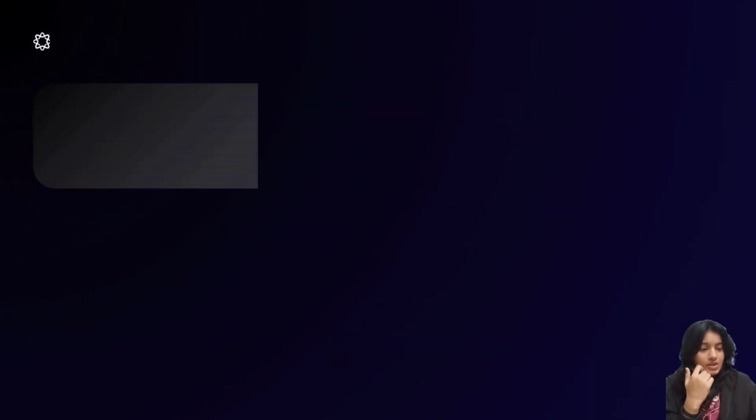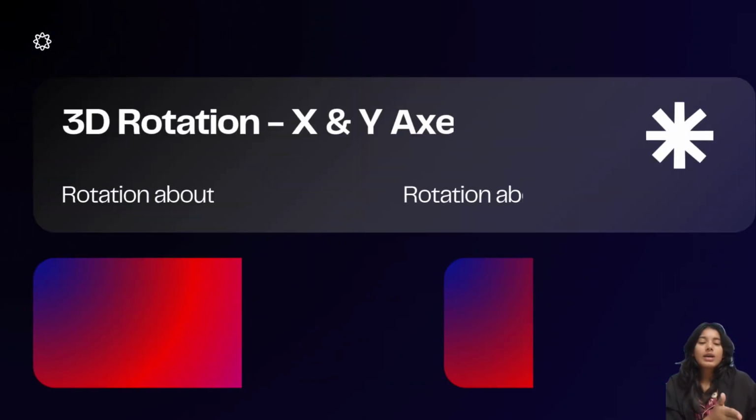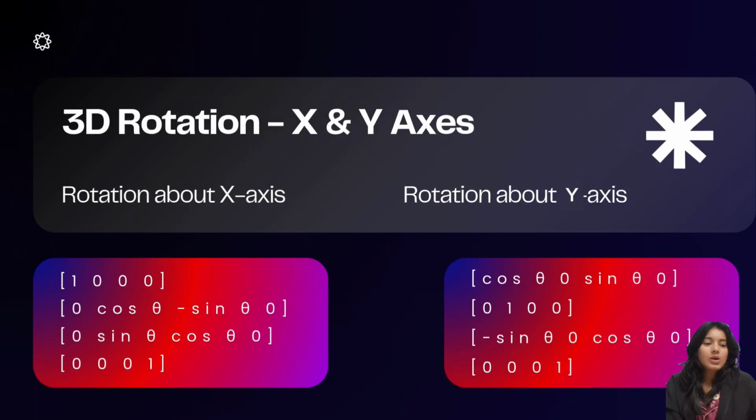Now we'll come to 3D rotation in Z axis. So rotation about Z axis, we'll write the equation which we put in the matrix form. Then we'll write the 1 in the second index and in the last index. Now we'll see the x-axis and y-axis 3D rotation. In x-axis, we'll write the 1 in the 0th index and then the equation. Then in the last line, we'll write 1 in the last index.